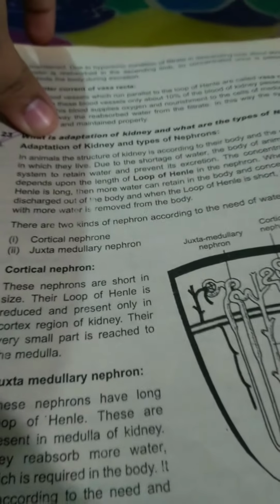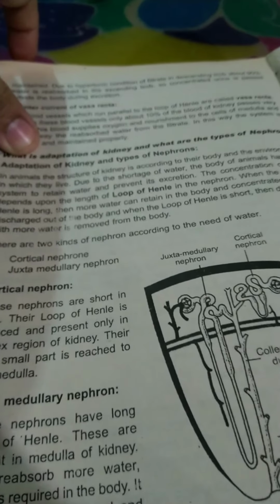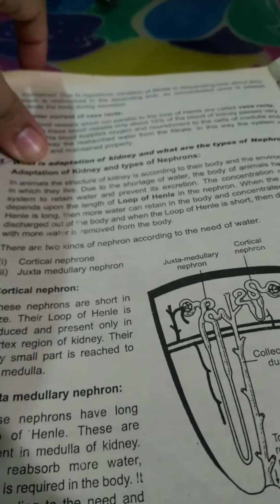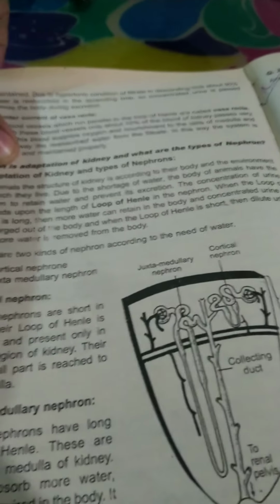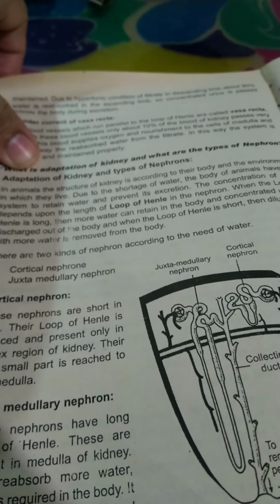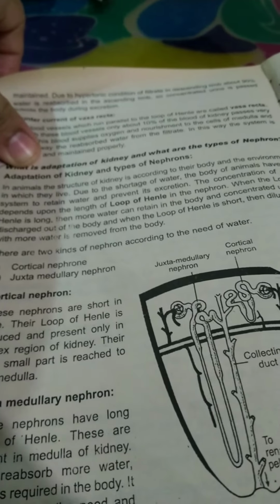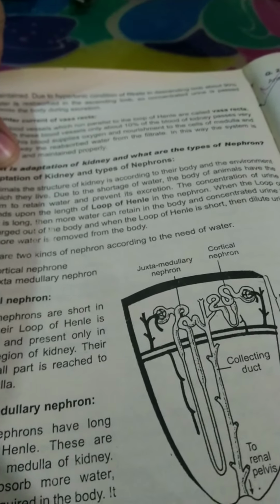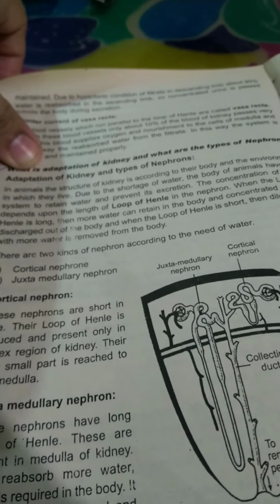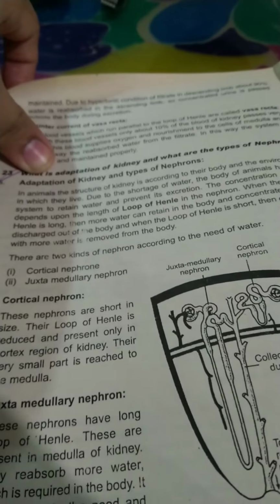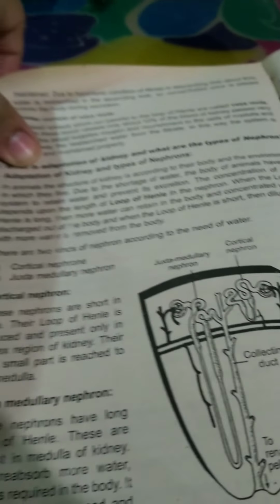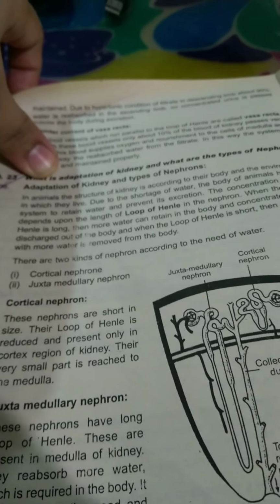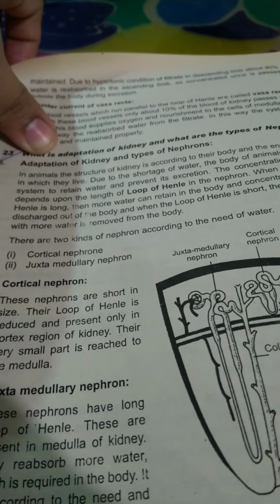Let's read the text. In animals, the structure of the kidney is according to their body and the environment in which they live. Due to the shortage of water, the bodies of animals have a system to retain water and prevent its over-excretion. The concentration of urine depends upon the length of the loop of Henle in the nephron. When the loop of Henle is long, more water can be retained in the body and concentrated urine is passed out of the body. When the loop of Henle is short, then dilute urine with more water is removed from the body.